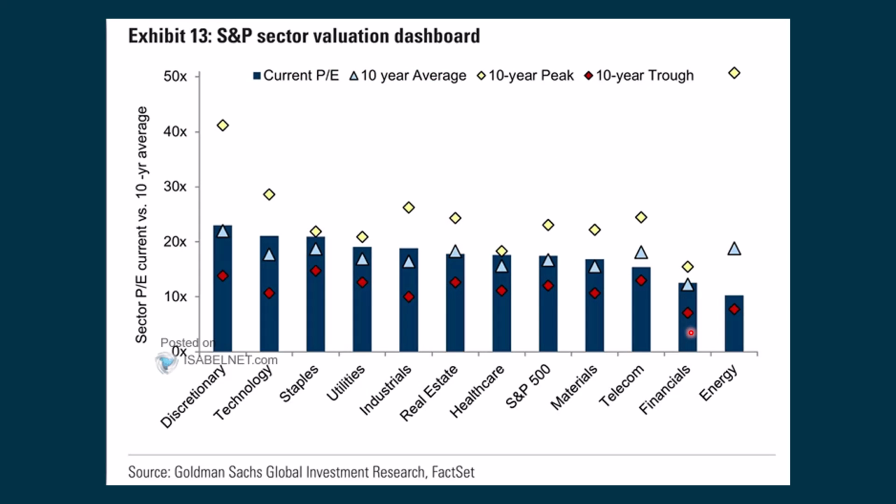This is the sector valuation dashboard. I won't go through all of these. The blue area is just what the current PE ratio is. The blue triangle is the 10-year average. The yellow triangle is the 10-year peak, and the red triangle is the 10-year trough, or the low. So the yellow would be the high, the red would be the low.